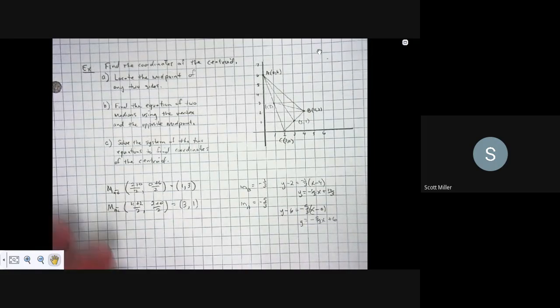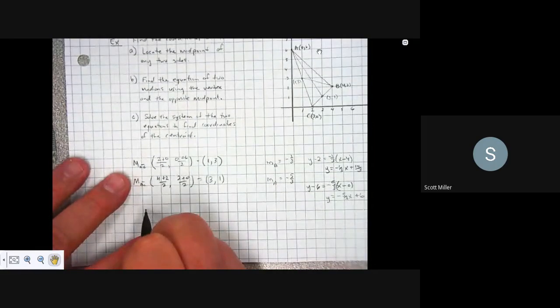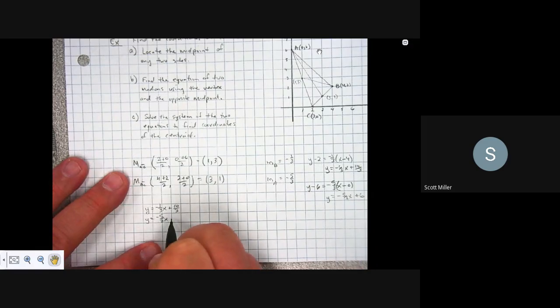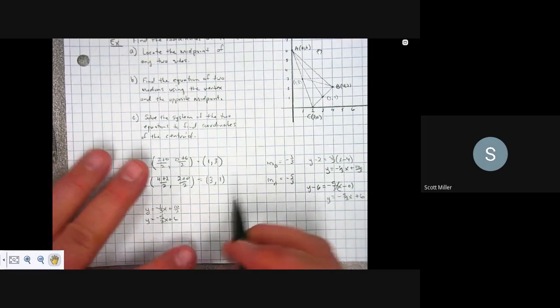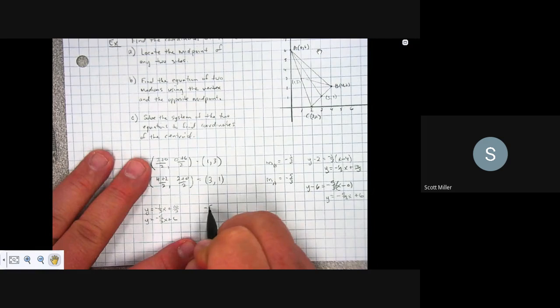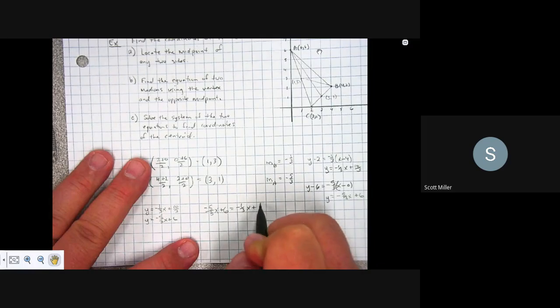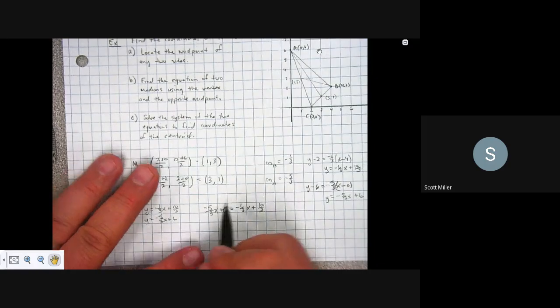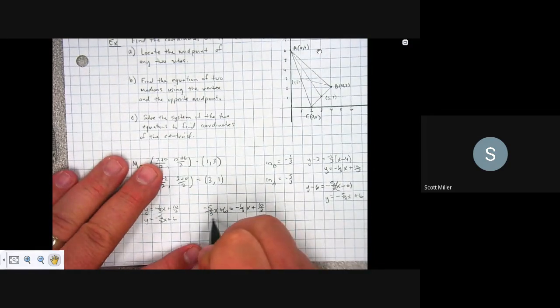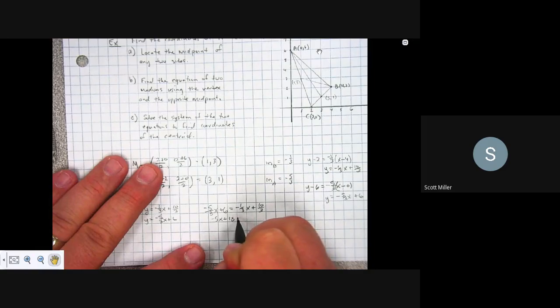Now, part C is to solve this system. The system is y equals negative 1/3 x plus 10/3, and y equals negative 5/3 x plus 6. I want to solve that system. I'm going to use substitution because they're both already solved for y. What I end up with is negative 5/3 x plus 6 equals negative 1/3 x plus 10/3. I'm going to start off by getting rid of all my fractions by multiplying everything by 3. That gives me negative 5x plus 18 equals negative x plus 10.